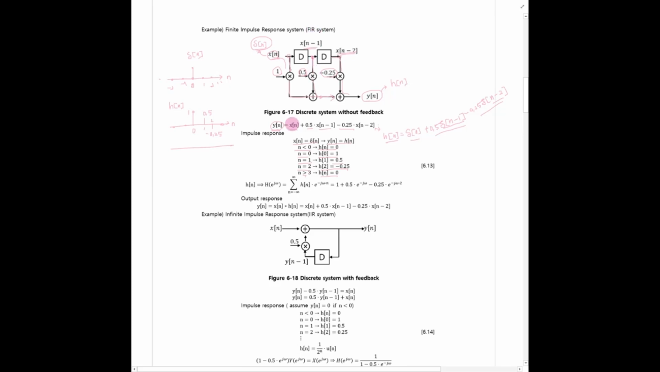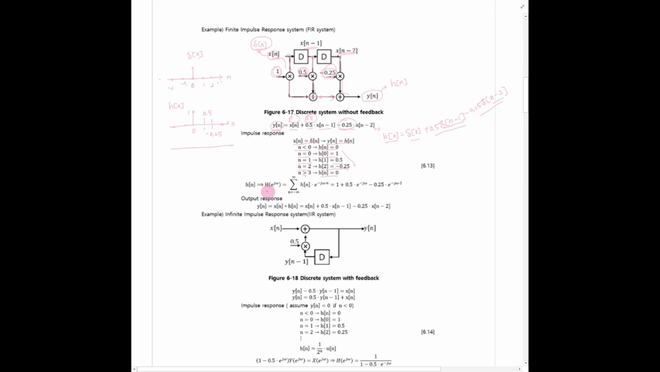And here you can see the weighting factors 1, 0.5 and minus 0.25. That's the impulse response. You can see here, this weighting factor by itself is the impulse response.